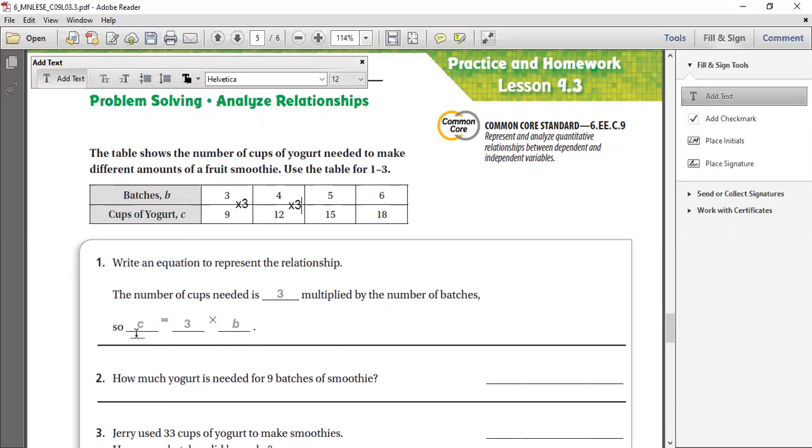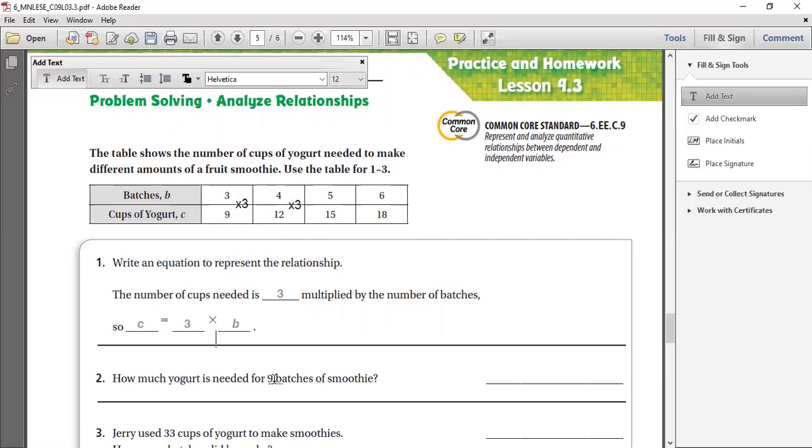So that equation is already given to you. C is equal to 3 multiplied by B. C is always the output. C is Y. Always we start by writing the equation as Y equals. So let's move on. They already gave you the equation, so let's move to question number 2.